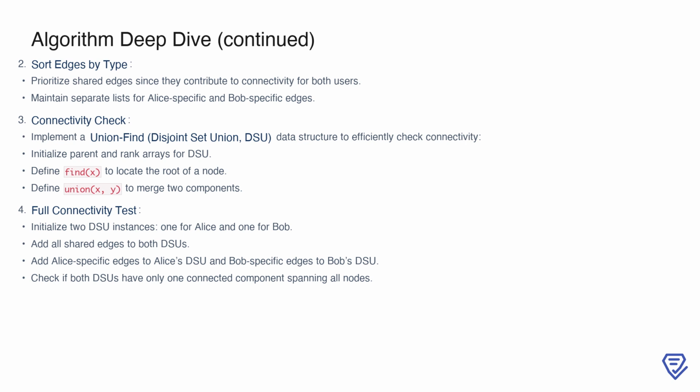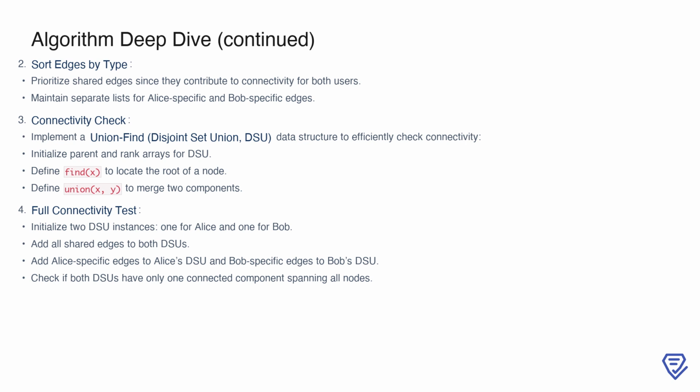After sorting, we perform a connectivity check using a union-find data structure, also known as disjoint set union or DSU. This structure allows us to efficiently track connected components in the graph. It uses two main operations: find, which locates the root of a node, and union, which merges two components.